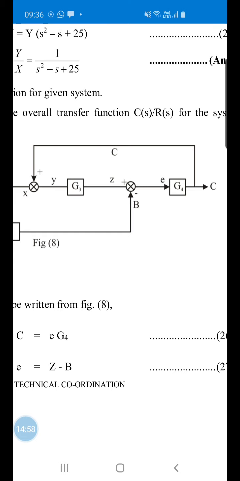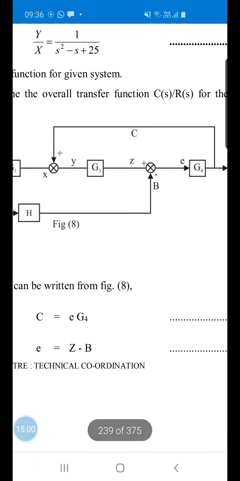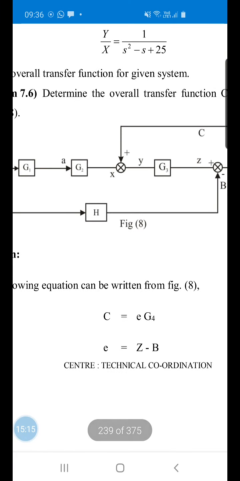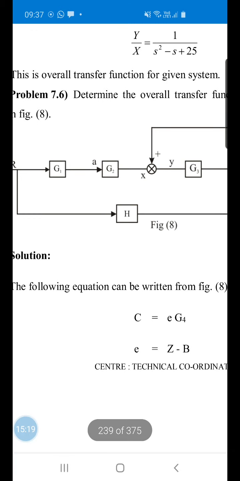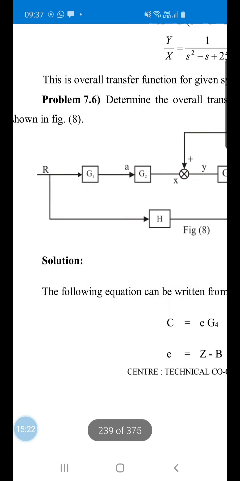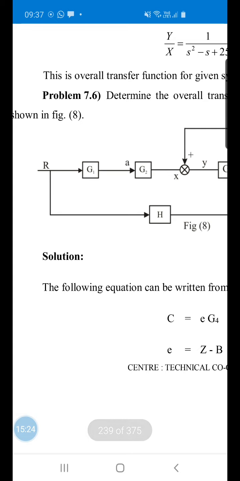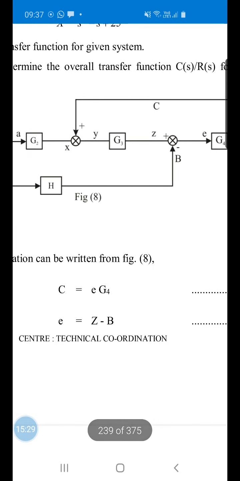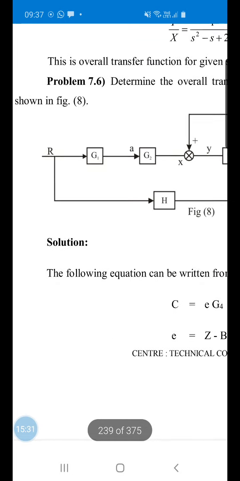G4 into E. Is it right? Yes. What is E? E is equal to Z minus B. Now you understand. What is Z? Z is equal to G3 into Y. What is Y? X plus C. What is X? X is equal to A into G2, into you can write GA. What is A? A you can write G1 into R. And what is B? B you can write H into R.